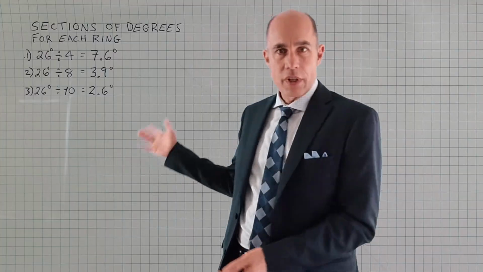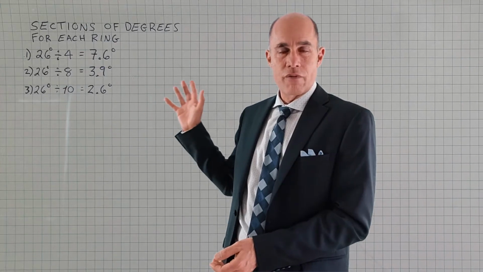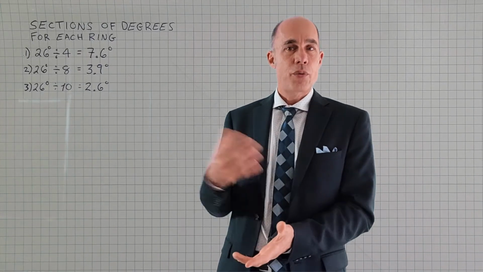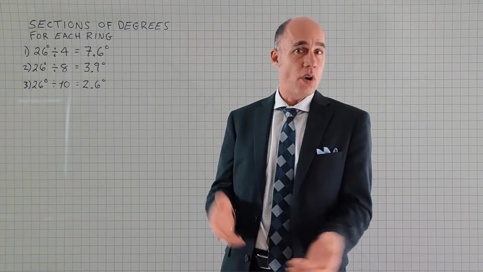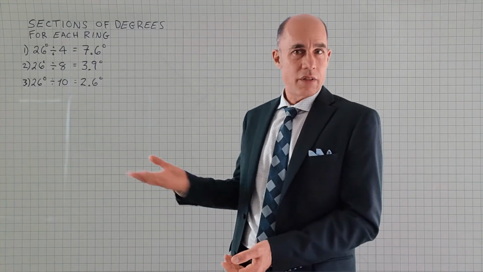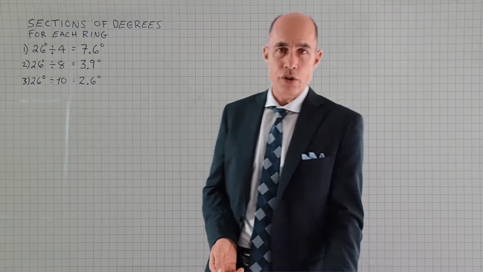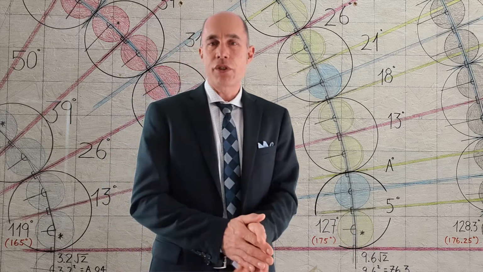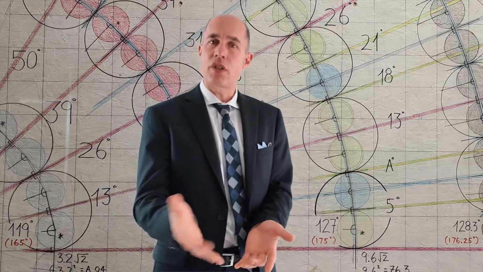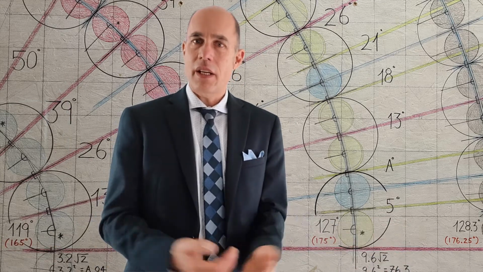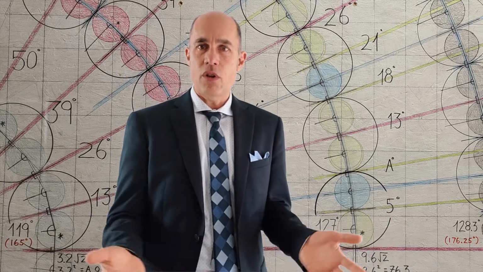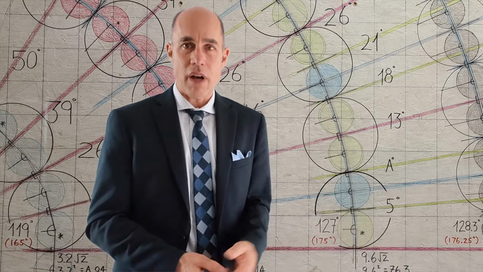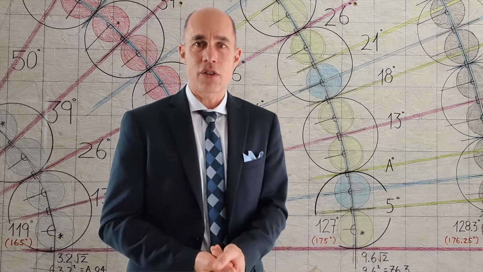So we're on the third ring, so we're dividing 26 now by 3 times 4, which in base 12 is 10. So 26 divided by 10 is 2.6. So this third ring of the diagram, we've divided the overall circumference of the circle into sections of 2.6 degrees. So basically that's it. I'm going to leave it there for this video. Now we know another step in the process of how to create this diagram for 360 degrees.